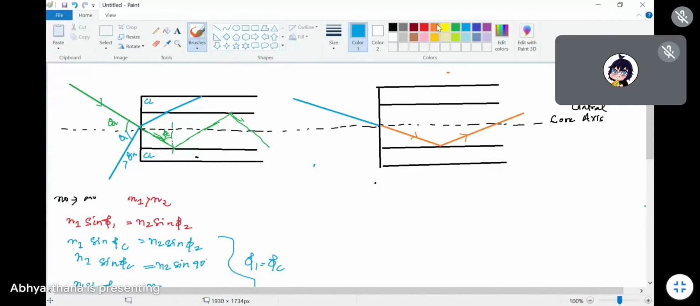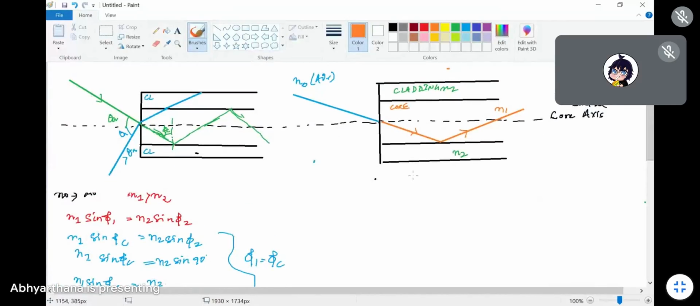So now this is your N naught. The outside medium is the air medium, so we deal with three media over here. Inside this is your N1, this whole thing is your N1, and let's say this is your N2, that is your cladding region. And this is your core region, and this is your air medium.